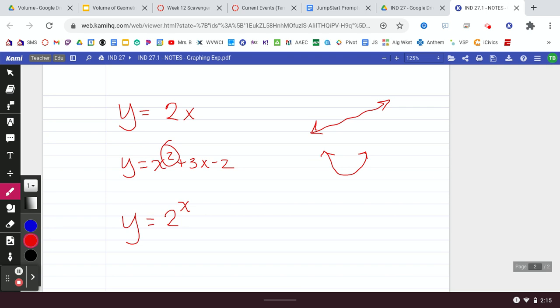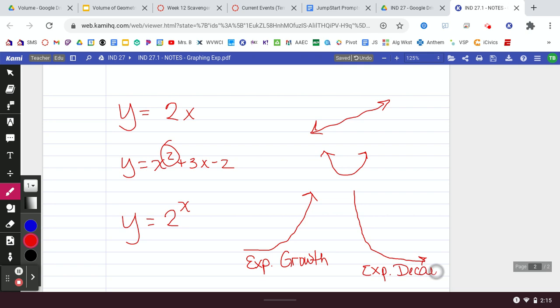And the shape that this creates, there are 2 different kinds. There's one that starts off flat and explodes really high, and this is called, I'm just going to abbreviate, exponential growth. And the other one starts off high and shoots down low, and this is called exponential decay. You might want to jot these 2 down because you will need to know the difference between exponential growth and exponential decay.